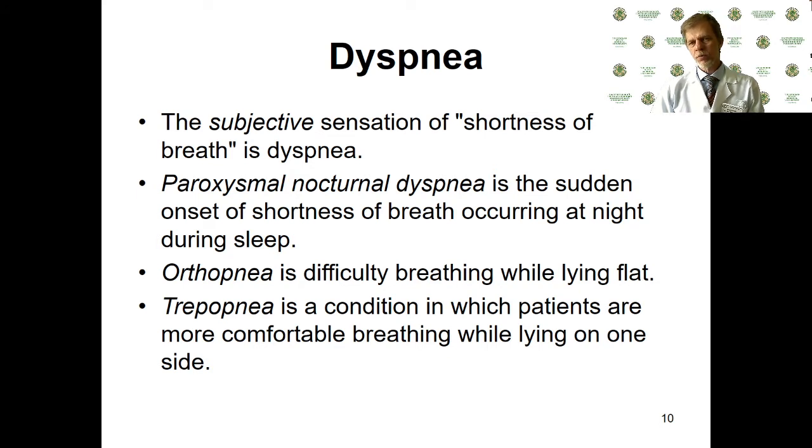You may ask how it's possible. Why may expiration be more difficult than inspiration, and why does it happen in asthma? The explanation is the following. How do we breathe? Breathing in is a process in which we use muscles. We have special muscles, the diaphragm and intercostal muscles, so breathing in is an active process. We have some force to breathe in. Expiration is usually the result of elastic recoil of the lungs and our chest. So breathing out is a passive process.